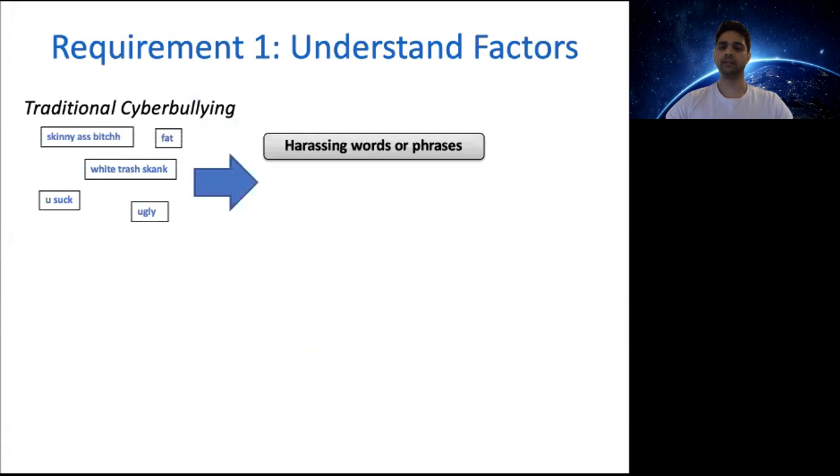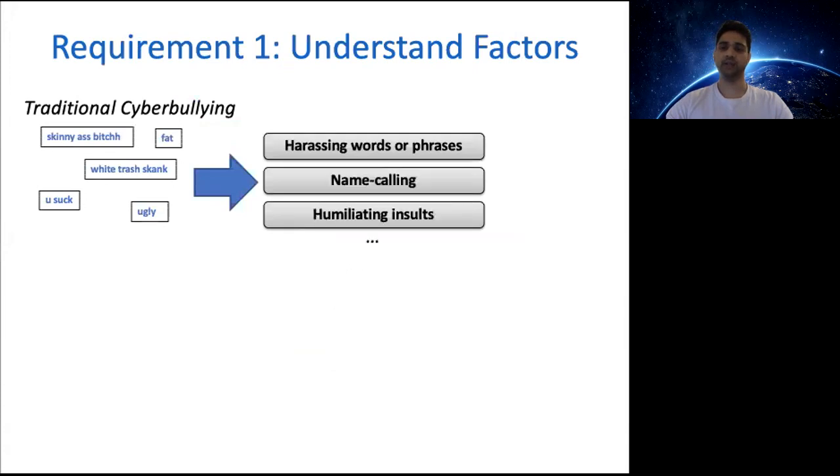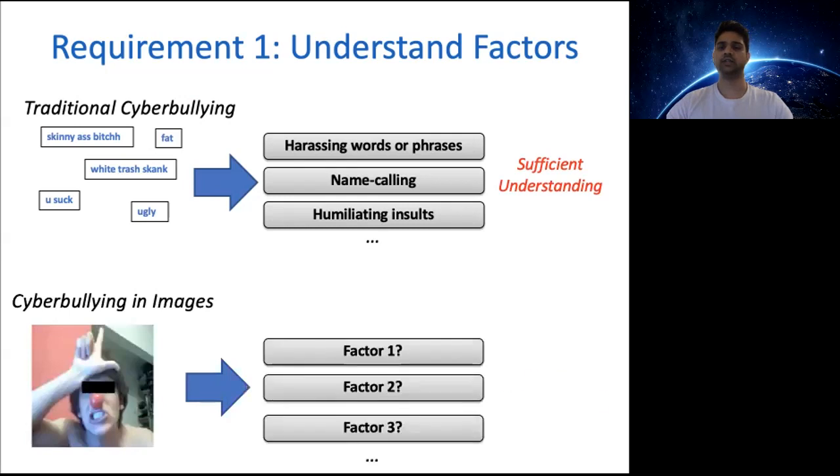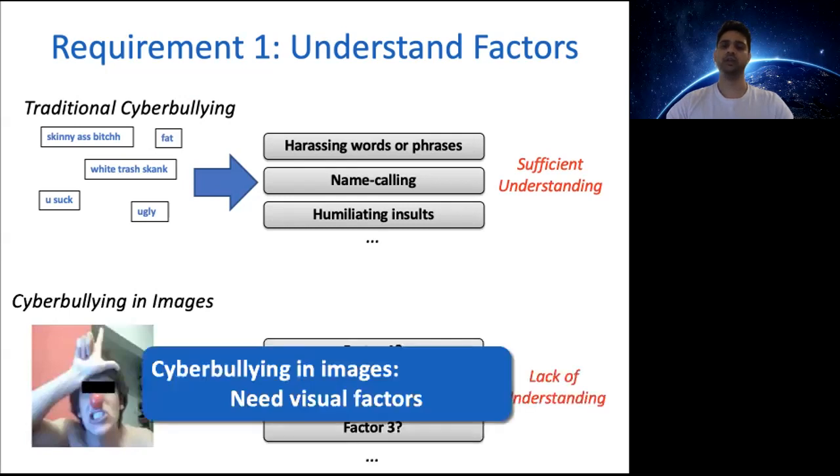A major issue is that in order to study cyberbullying, we need to first understand its factors. For example, in traditional cyberbullying, some factors are described as the use of harassing words or phrases, name-calling, and humiliating insults. However, for cyberbullying in images, its factors should be studied in detail. To fully protect against cyberbullying in images, we need an understanding of its visual factors.